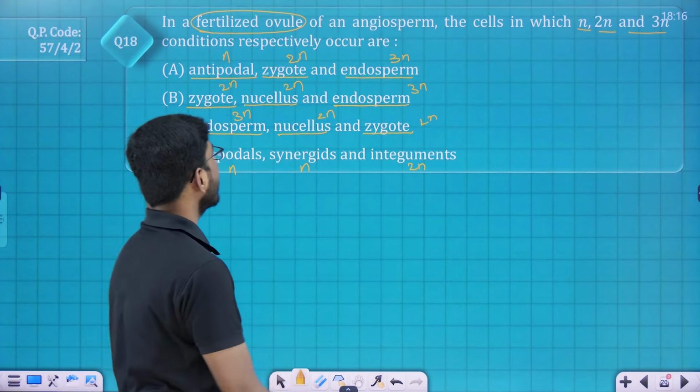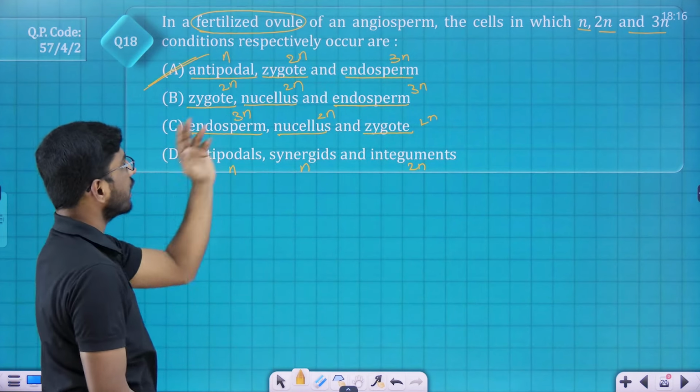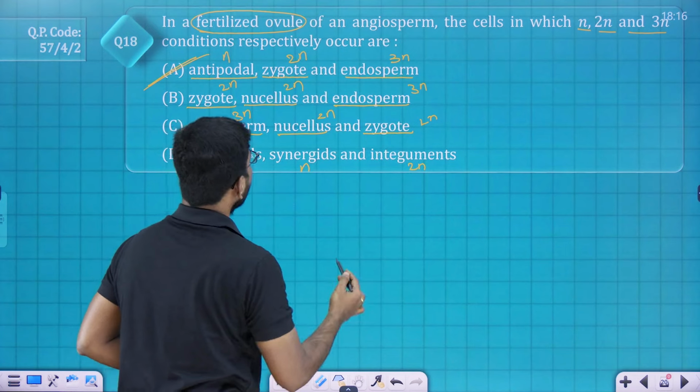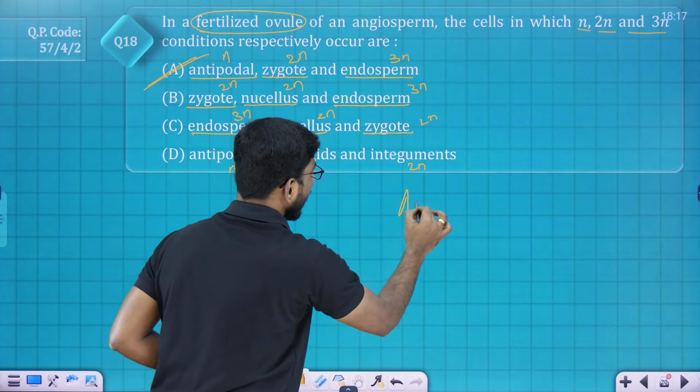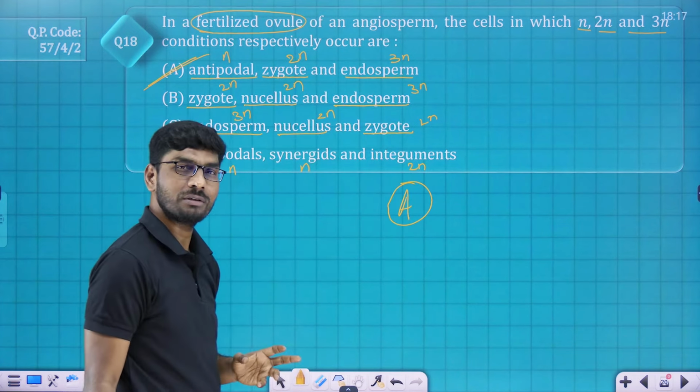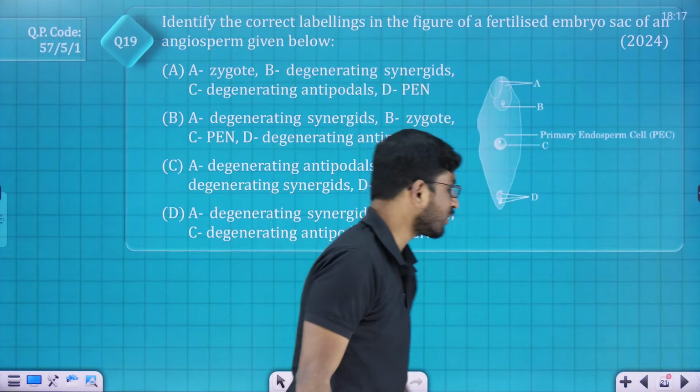So the correct answer is option A: antipodals, N, zygote, 2N, endosperm is 3N. So option A is the correct answer. How simple a question. Very easy question. Come to the next question.